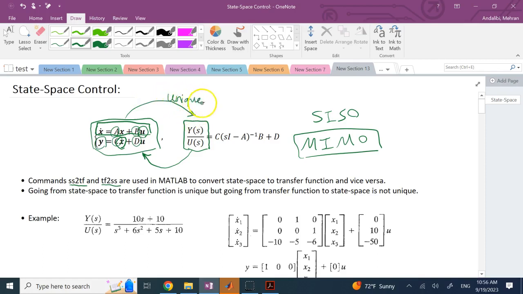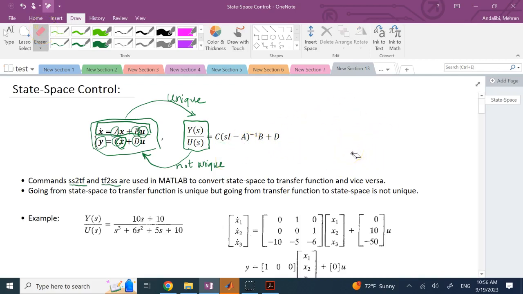And the formula for that, you can very simply show that it is C (sI minus A) inverse B plus D, okay? And that is not really hard to show. If you want, I can very fast show you that, and all you need to do is basically to take Laplace from the two sides of this.